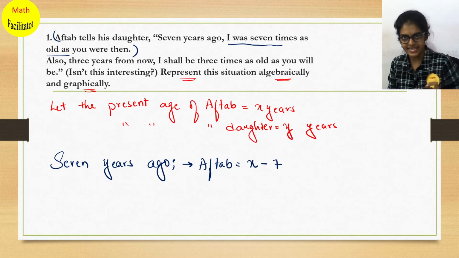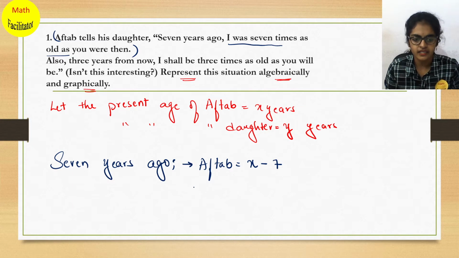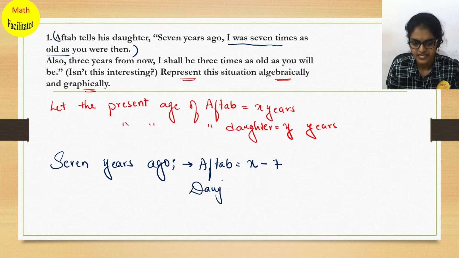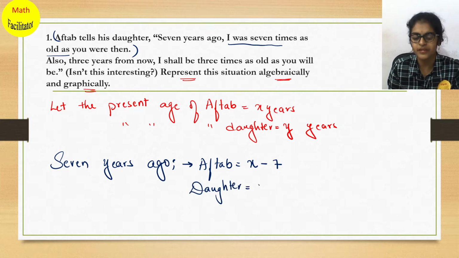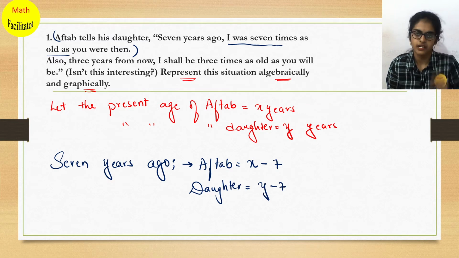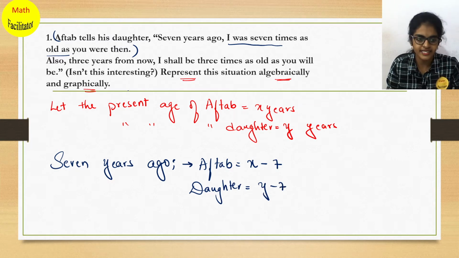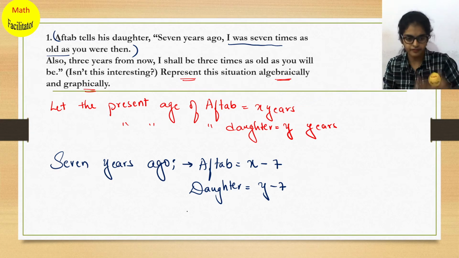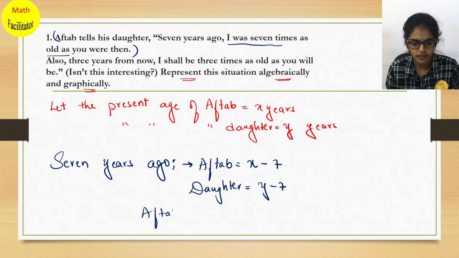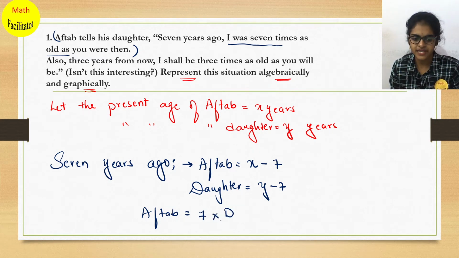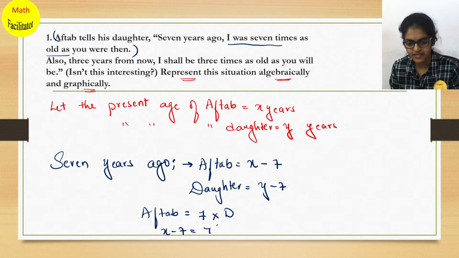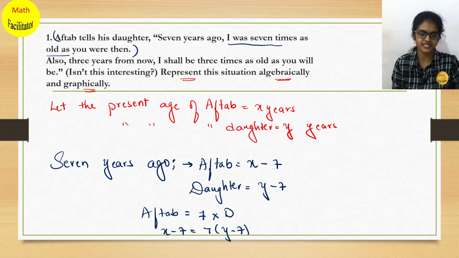So Aftab's age 7 years ago is X minus 7, and his daughter's age 7 years ago will be Y minus 7. Now what is the condition given to us? They are saying that 7 years ago Aftab was 7 times as old as his daughter. So Aftab's age is X minus 7, and 7 times his daughter's age is 7 times Y minus 7.